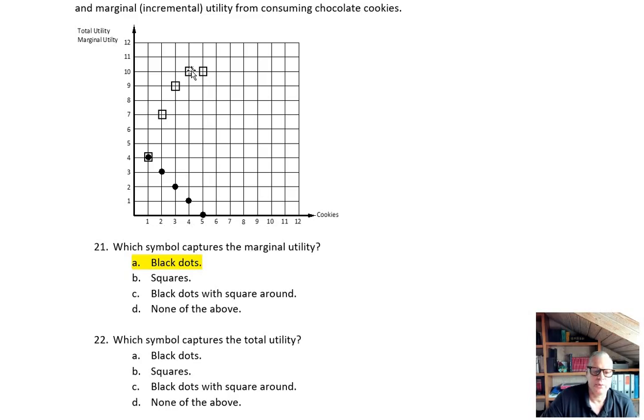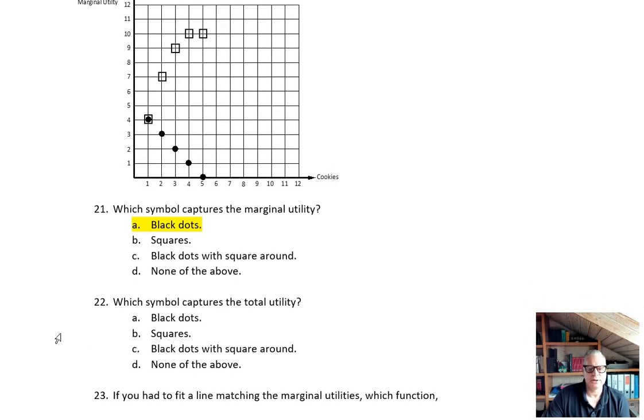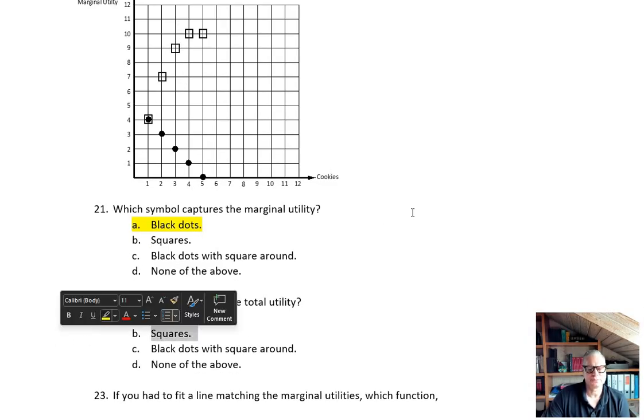And now you're really full, because even if you had a fifth cookie, you wouldn't get any utility out of it anymore. You are done with cookies, and so the marginal utility is 0. So the total utility is given by the squares.